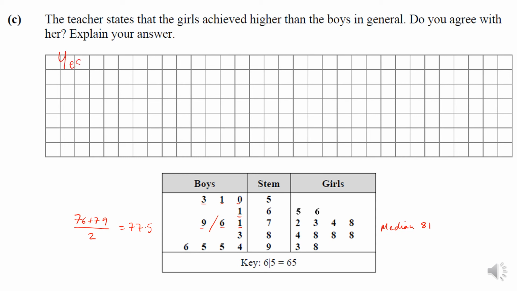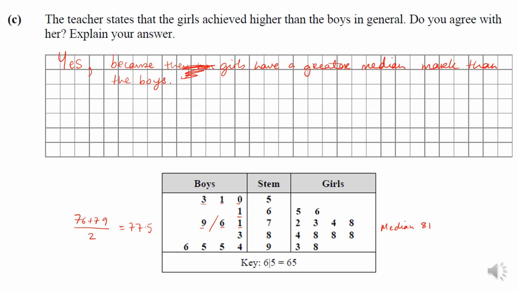Yes, firstly you have to say yes or no. Yes, I agree with the teacher, the girls are better. Because I shouldn't say they, I should say the girls have a greater median mark than the boys. You could, if you wish, do more calculations. You could go off and find the mean, add them up and divide by how many and compare. That's extra work.